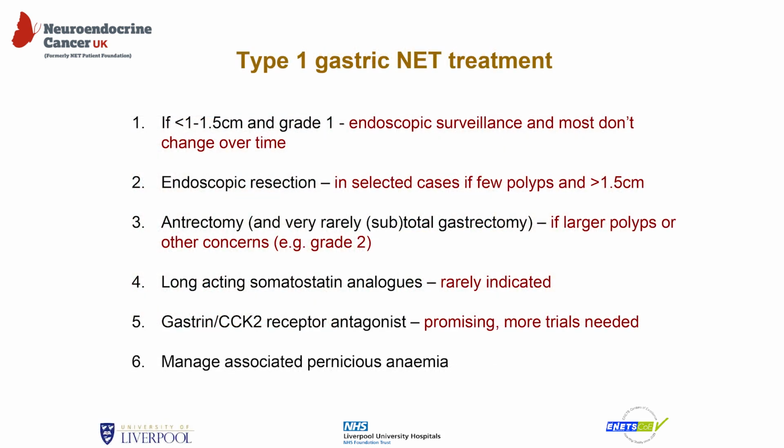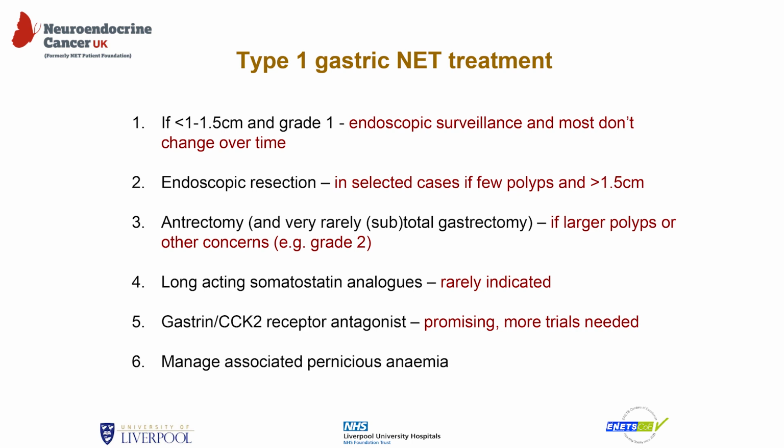So the good news for most patients who have type 1 gastric neuroendocrine tumours is that the outlook is excellent and that they don't need any treatment whatsoever. For polyps that measure less than 1 or 1.5 centimetres in diameter, particularly when they're grade 1, no treatment is usually needed, and we simply offer regular endoscopic surveillance to make sure that the tumours are not growing or changing, and most of them don't.